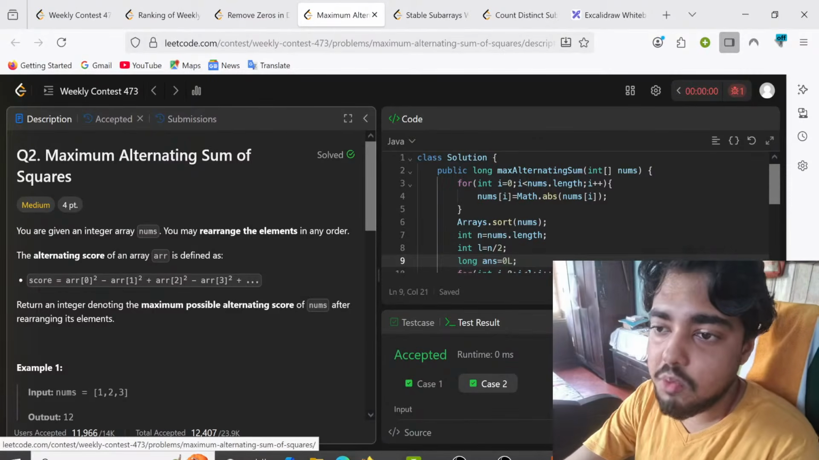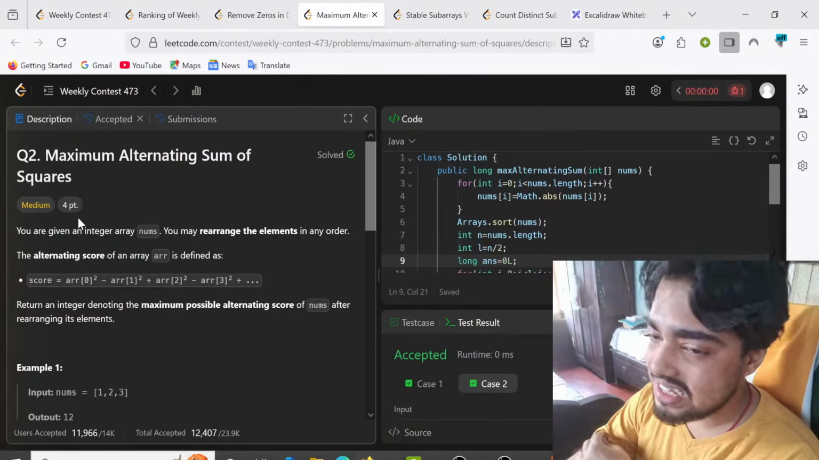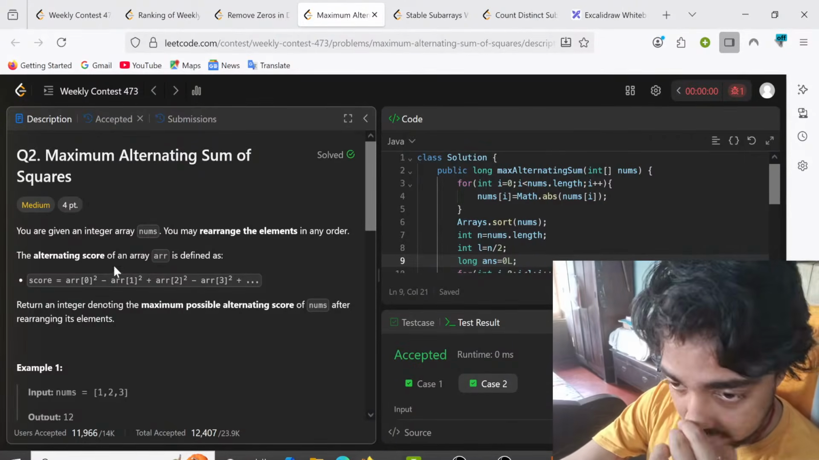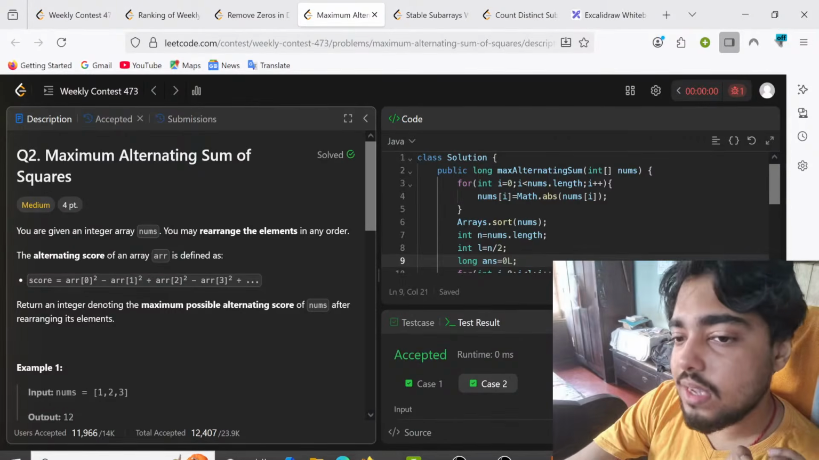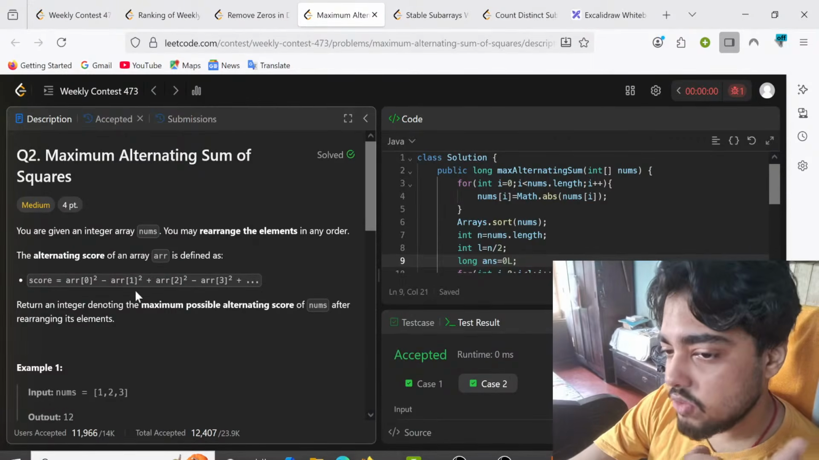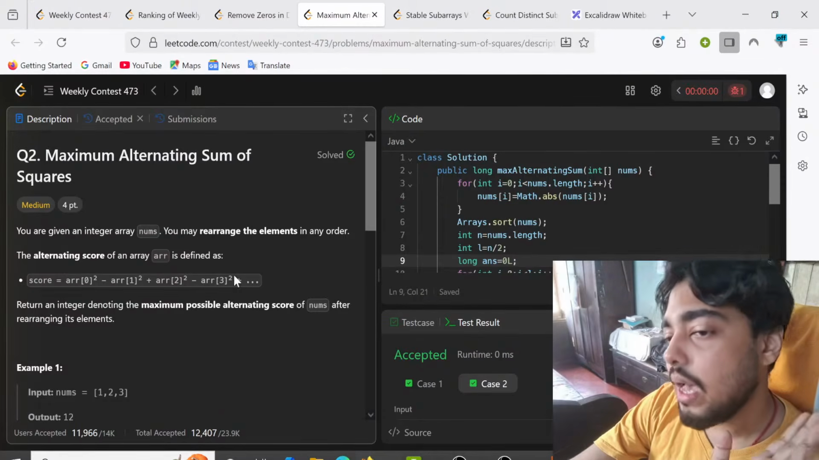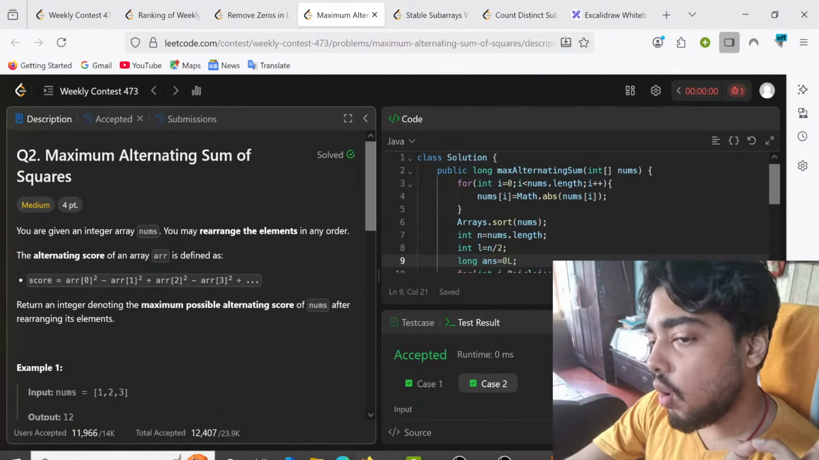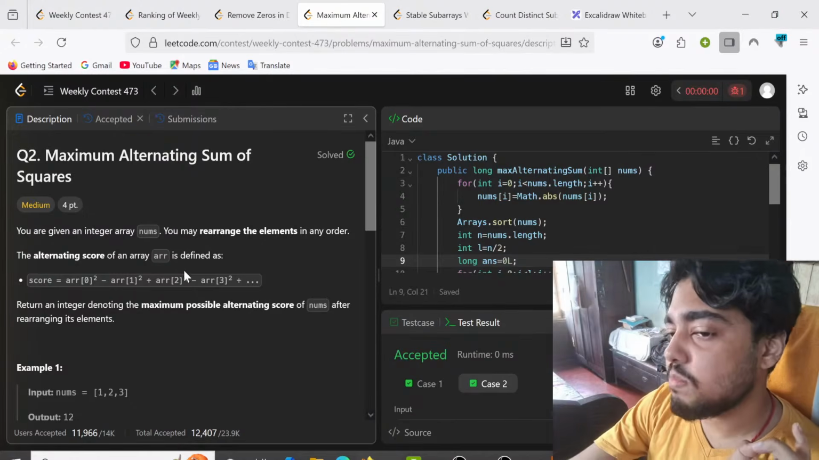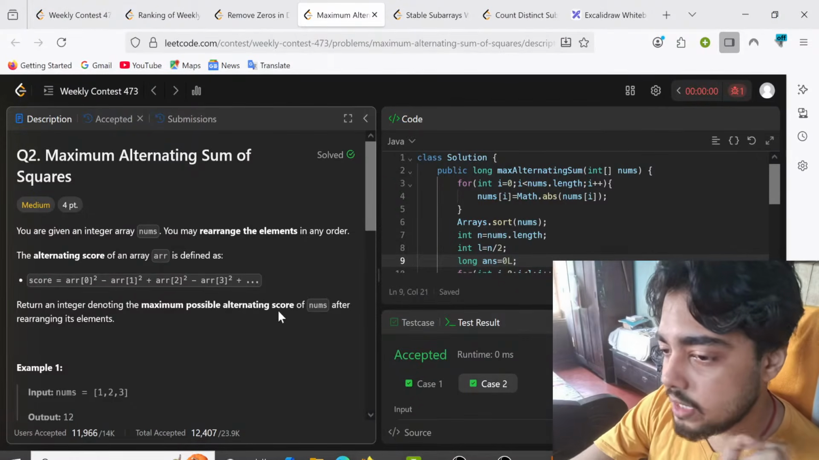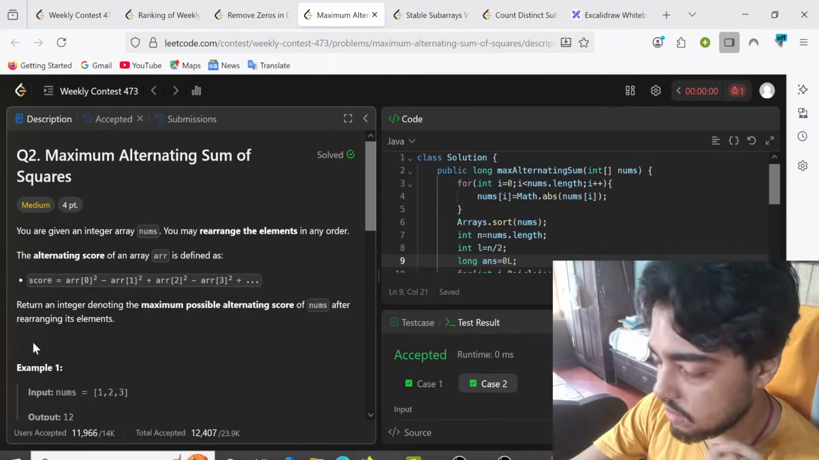Second question, maximum alternating sum of squares. It tells us that you're given an integer array, and you can rearrange the elements in any order. The alternating score of an array is defined as the first element square minus the second element square plus the third element square minus the fourth element square and so on. That is, in alternate positions we are going minus plus minus plus. You have to return an integer denoting the maximum possible alternating score of nums after rearranging its elements.